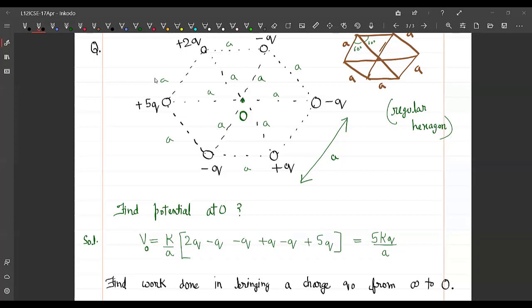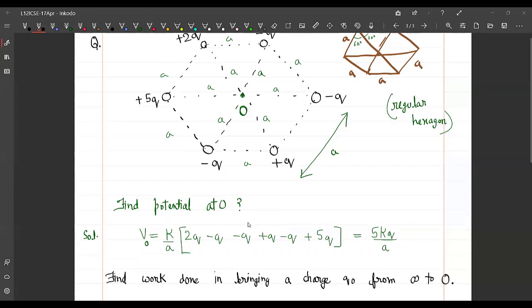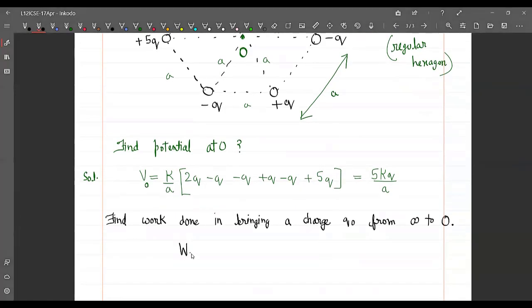5KQ Q naught by A. Correct. Good. So work done by external agent is equal to Q times Q naught times the final potential minus the initial potential.